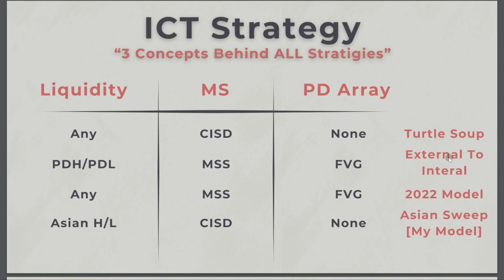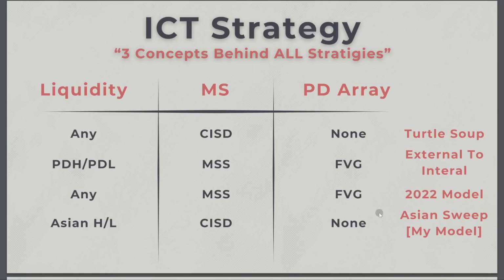Now, the 2022 mentorship model, that's one of the most famous and popular setups, right? What is it based on? Any liquidity level, market structure shift, we need it, and then a fair value gap. That's simply what a 2022 mentorship model is. Now, I'm not saying, oh, look at those three things only. That's why we need to perform top-down analysis, and that's what this video is about. It's about a whole strategy that is based on top-down analysis, based on liquidity, based on market structure, based on PD arrays.